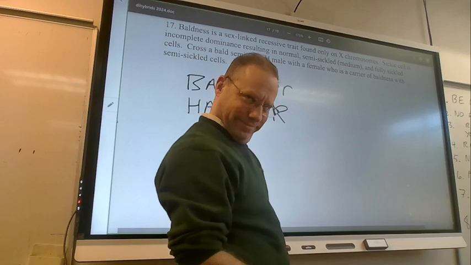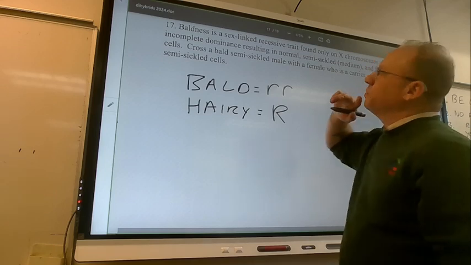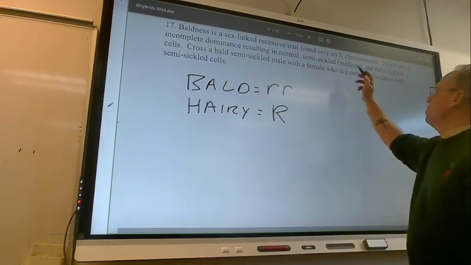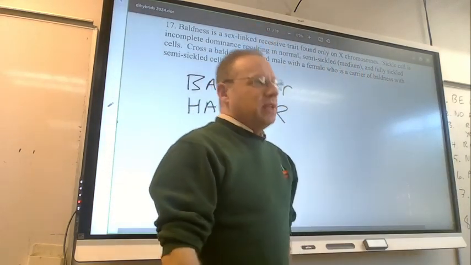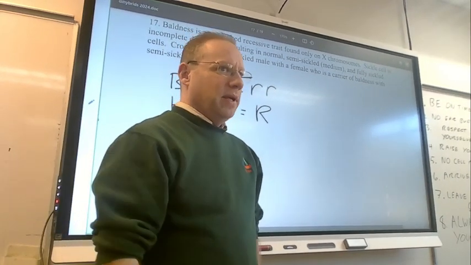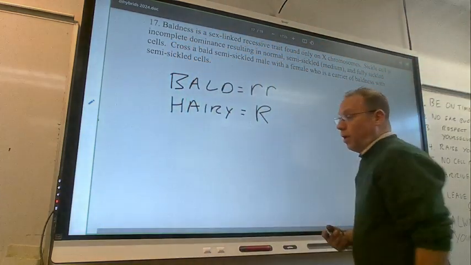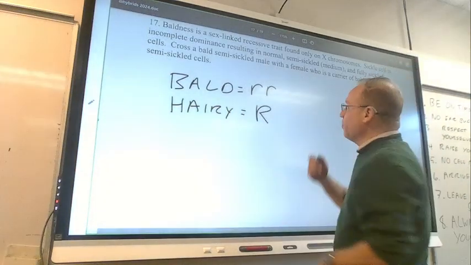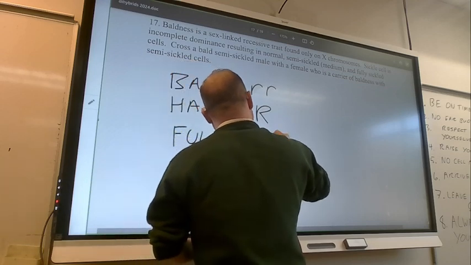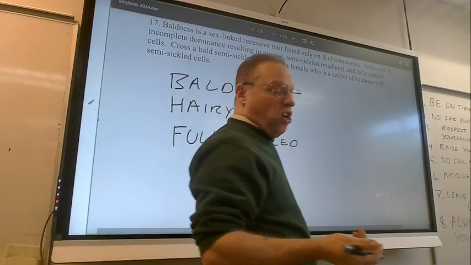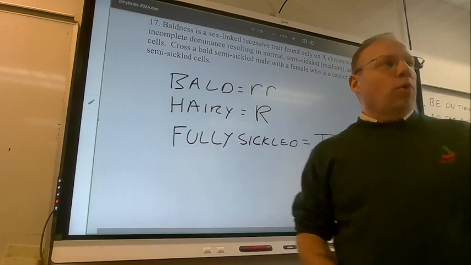Now comes this stuff. Sickle cell is incomplete dominant. The little thing is normal, semi-sickled, which is the medium, and fully sickled cells. Does anybody know the rule? When it comes to incomplete dominance, it's like mixing paint. They're all capitals. Good job. Do whatever you want. For fully sickled, I'm going to use T. This is like totally sickled. Totally sickled. For normal or non-sickled.